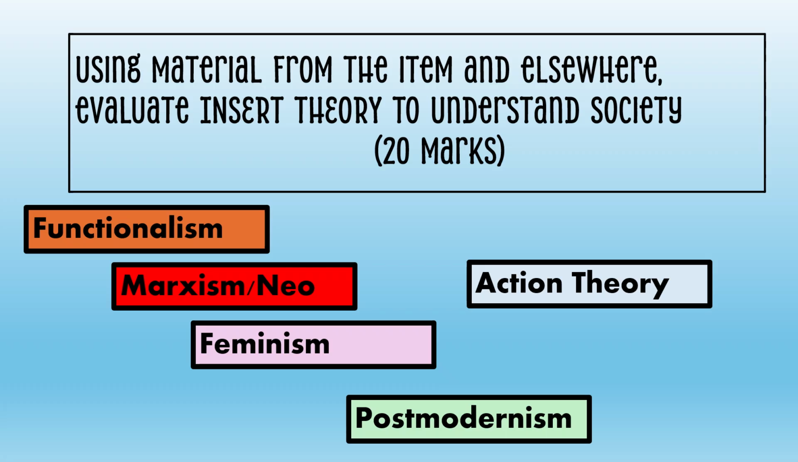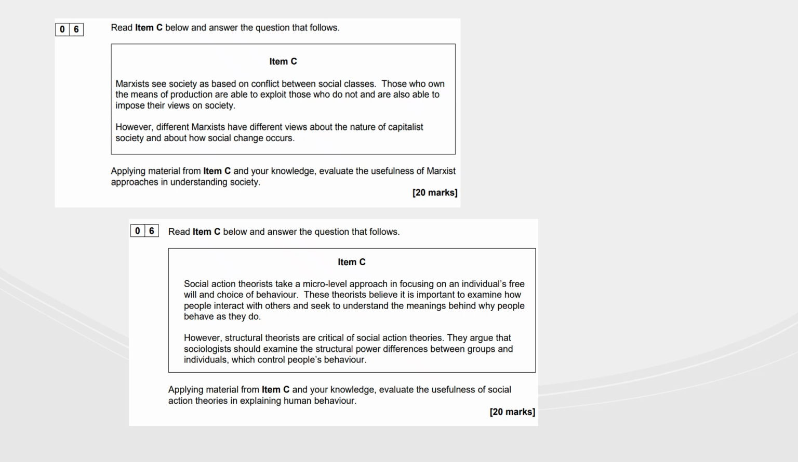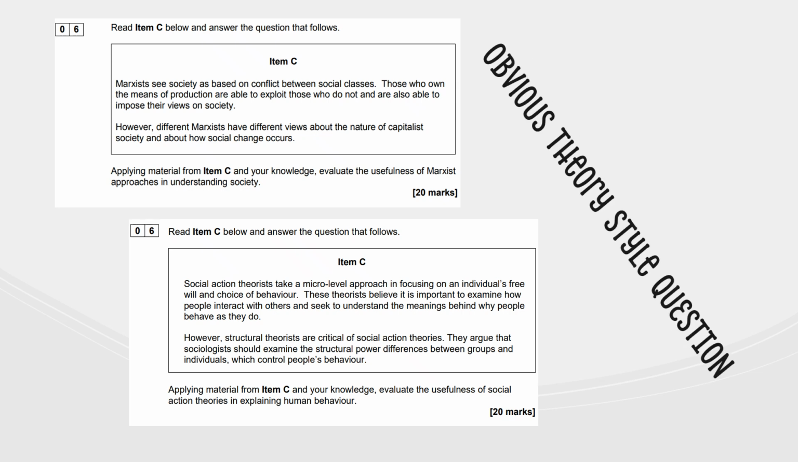Now, that would be lovely. However, we know that sometimes the theory isn't always given to us. So have a look at these ones. These are what you hope comes up, where they just simply give you the theory. It's very obvious. Apply material from item C in your knowledge. Evaluate the usefulness of Marxist approaches. You have an item that gives you hints at what Marxism is as a theory, which direction to take the essay. Again, at the bottom, you'll see that it says the usefulness of social action theories, with again a supporting item.